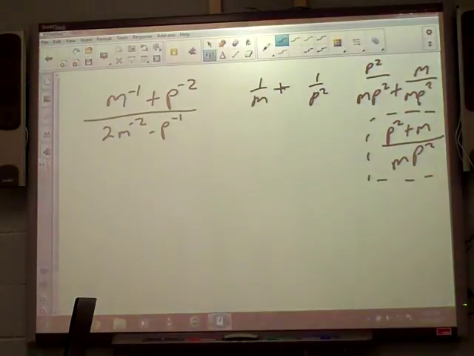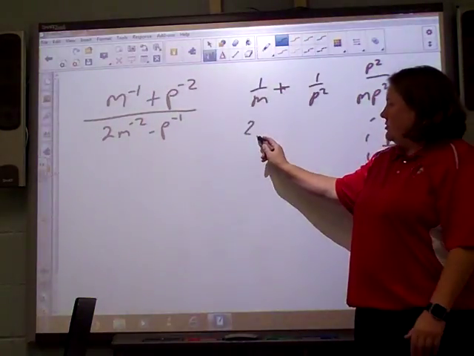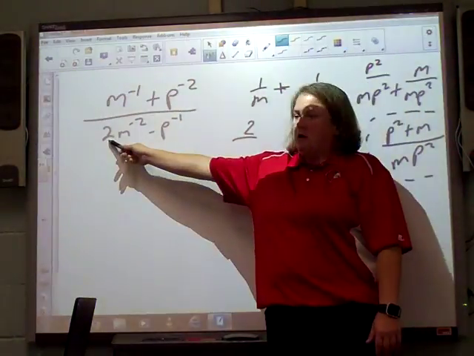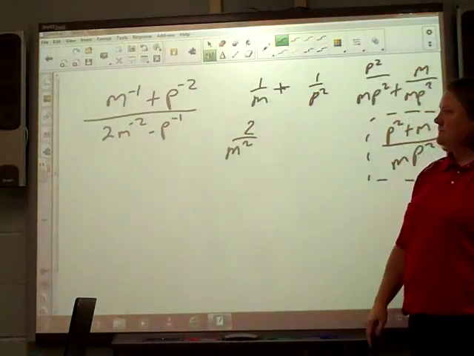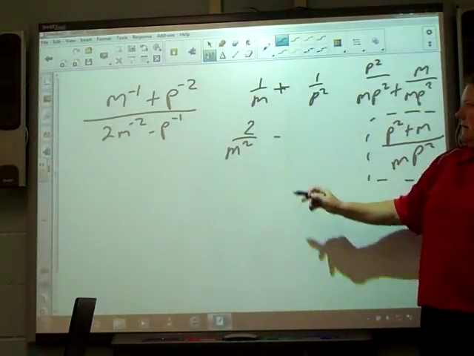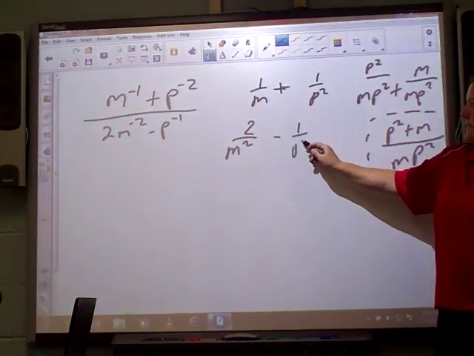So when I go to take the reciprocal, that 2 stays on top. It's just the m that will go on the bottom. So I'm going to have 2, because the power wasn't on the 2, right? Over m squared, minus 1 over p to the first.